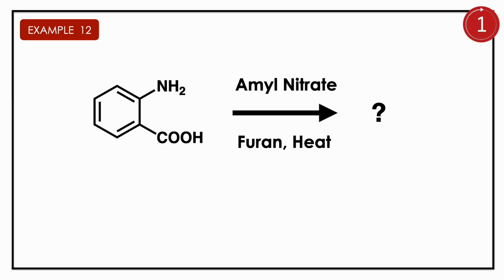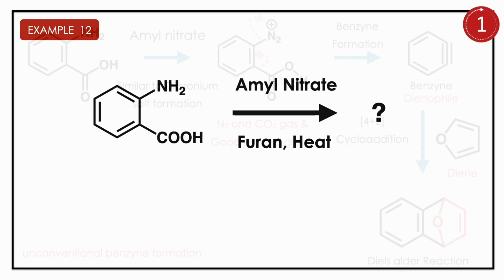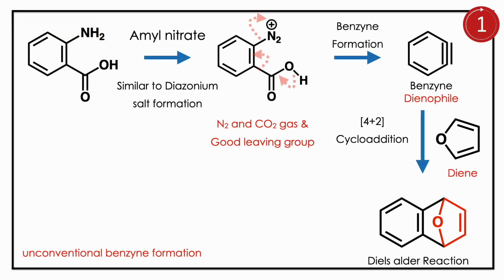Then the next example, you have anthranilic acid reacting with amyl nitrite and furan, heating it up. You should find what will be the final product. Here furan is given with confusion like a solvent. Here it is a reactant. Starting material is anthranilic acid. You are reacting with amyl nitrite. It forms diazonium salt. You have two possible leaving groups, N2 and CO2. So elimination leads to the two gas elimination, which is N2 and CO2. Two leaving groups in the adjacent carbon lead to the benzyne formation.